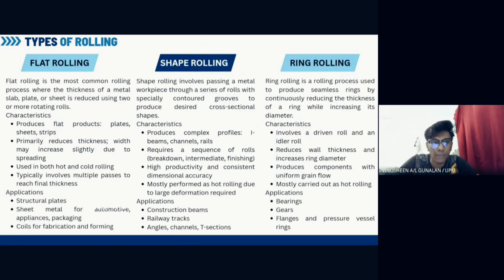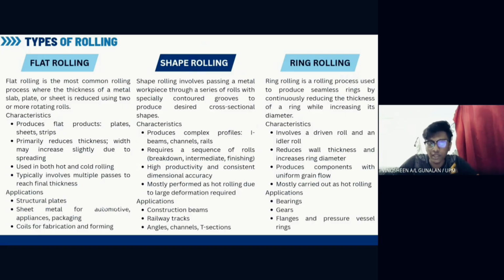So the characteristics are that it produces flat products, which are plates, sheets, and strips, and primarily reduces thickness, while width may increase slightly due to spreading. It is used in both hot and cold rolling, and typically involves multiple passes to reach final thickness. So the applications are structural plates, sheet metal for automotive, appliances and packaging, and coils for fabrication and forming.